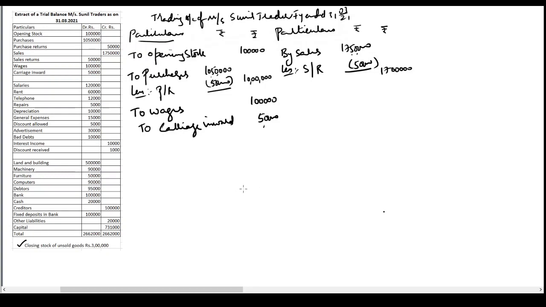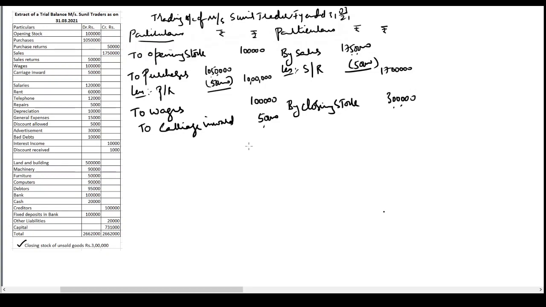So we pass the entry closing stock account debit to trading account. Trading account is credited and the closing stock account will be debited, and it will be shown in the balance sheet. So we'll pass the entry here by closing stock. Closing stock entry is written for the first time in the trading account. We will now open the new ledger closing stock, and it will be debited and it will be showing a debit balance. It will be shown in the balance sheet.